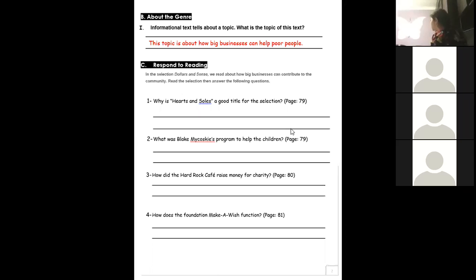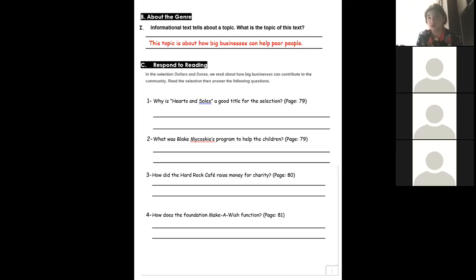Yalla Amir. We have now to respond to reading. We have to answer these questions based on our reading selection, Dollars and Cents. First question, ya Amir. Why is Hearts and Souls a good title for the selection? Number one in part C. Let's solve number one. I want the answer for number one.